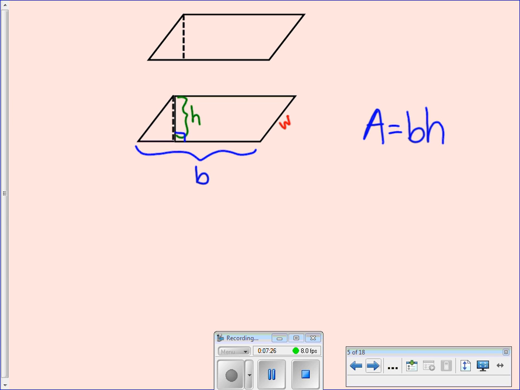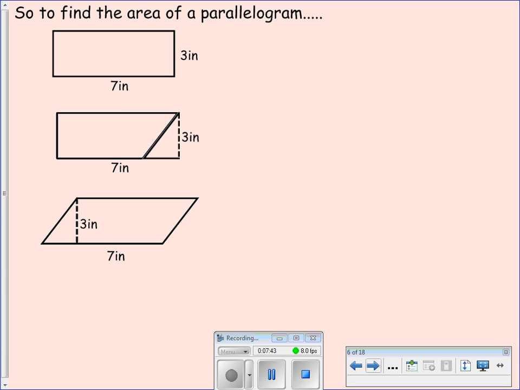Yes. How would you find volume? Oh, we'll get to that. We wouldn't do volume of that because it's a two-dimensional figure. Volume has to be a three-dimensional figure, like a pyramid or a prism or a cylinder. Okay? So now let's take a look at this.